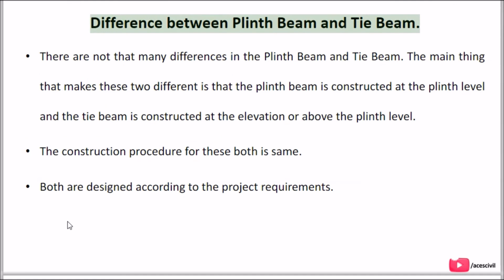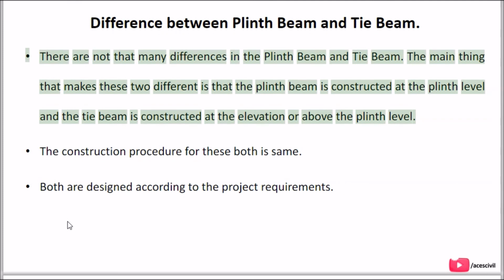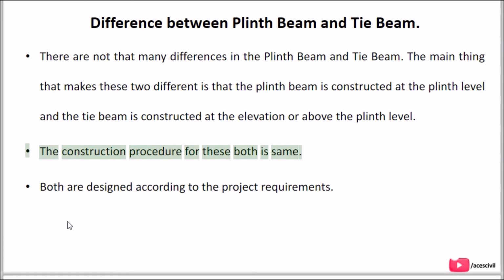Difference between plinth beam and tie beam. There are not that many differences between the plinth beam and tie beam. The main thing that makes these two different is that the plinth beam is constructed at the plinth level and the tie beam is constructed at the elevation or above the plinth level. The construction procedure for both is the same. Both are designed according to the project requirements.